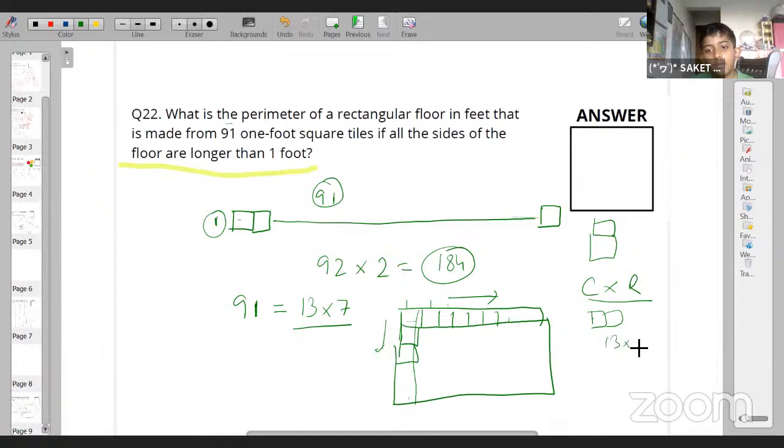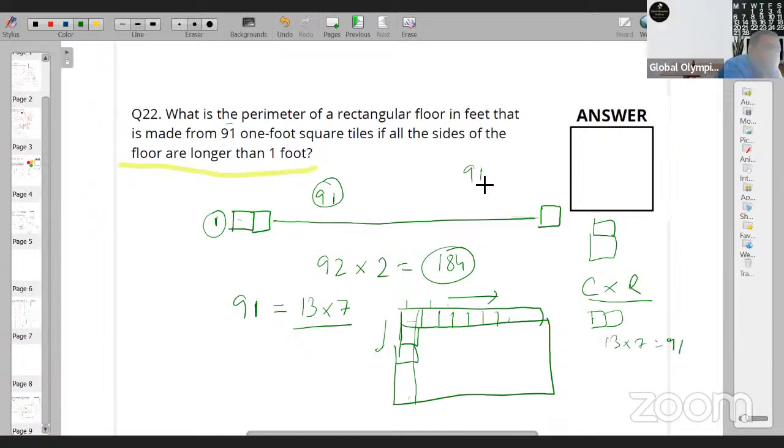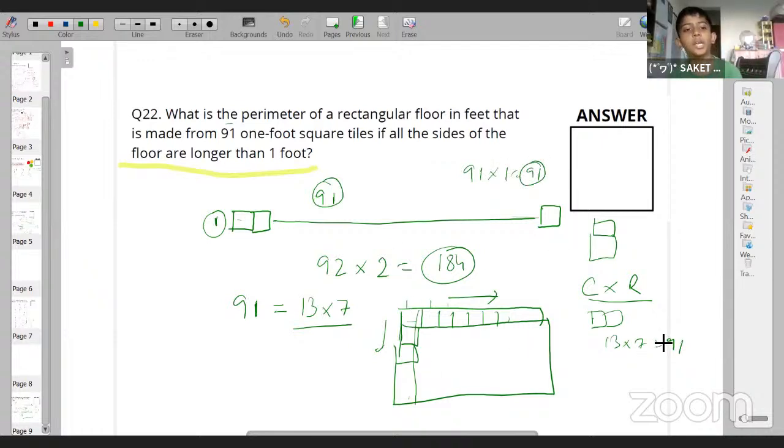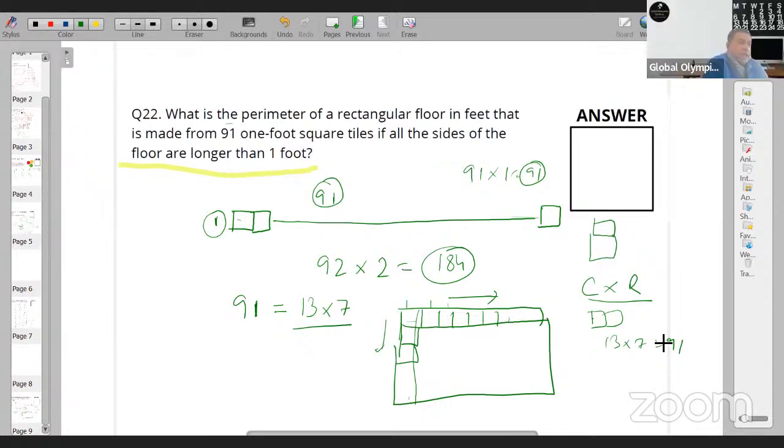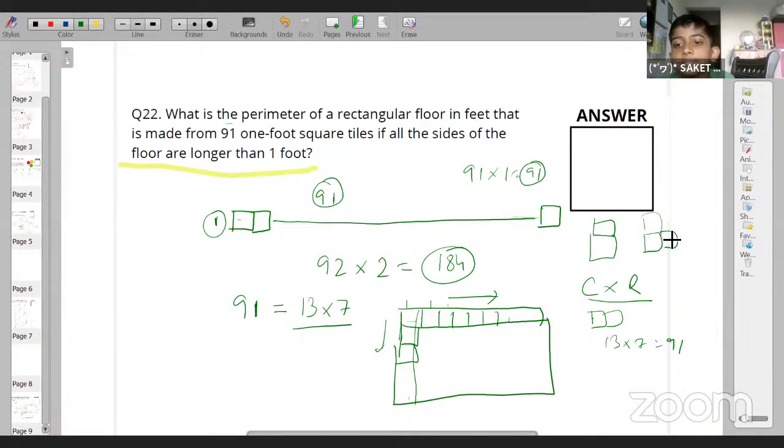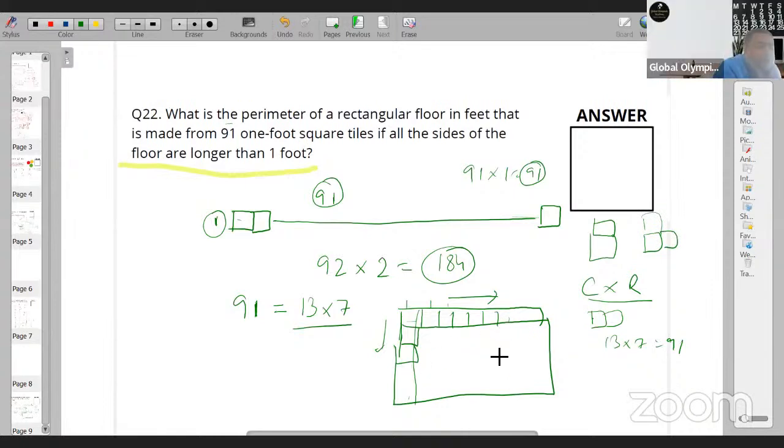Okay, so you will get 13 into 7 is also 91, and in this case also 91 into 1 is also 91. Correct? The area is the same for both of them. Because it is made from 91 1 foot square tiles, it basically means the area is 91 feet square. Correct. Because they are not overlapping, they are just adding up. They can add up in any fashion. Correct. Now, in this case, your perimeter will become, as you said, 13 and this side is 7. So put together is 20. So 20 times 2 is 40. This is very nice. Now tell me something.